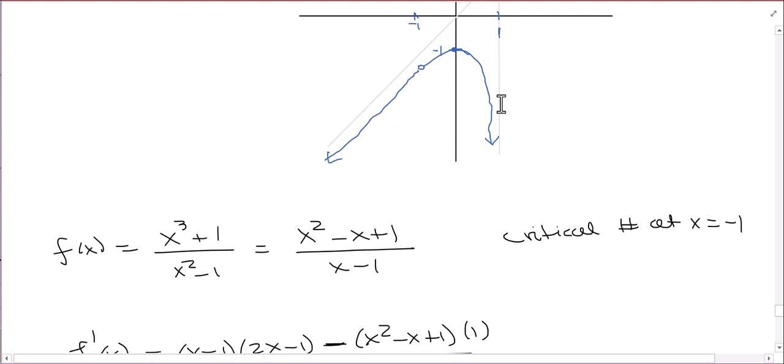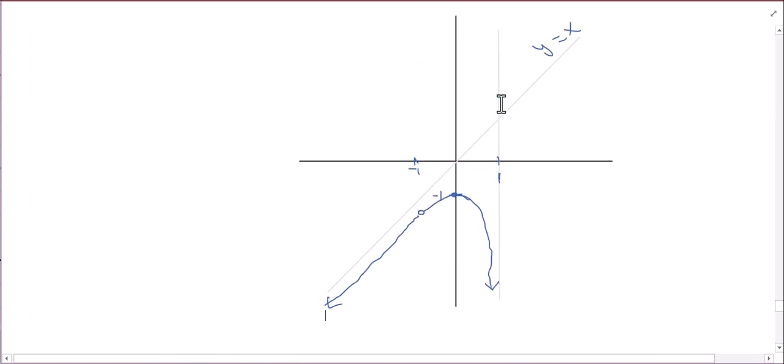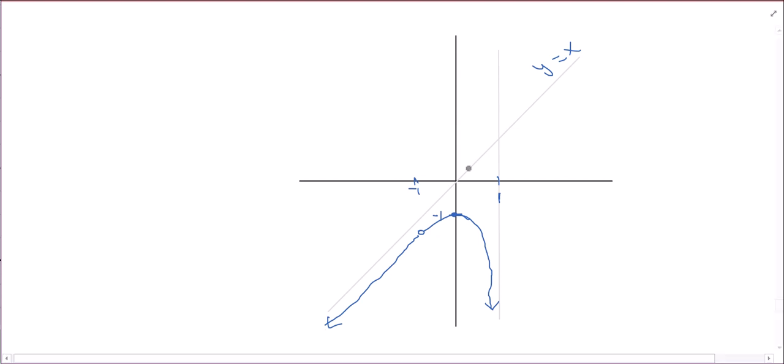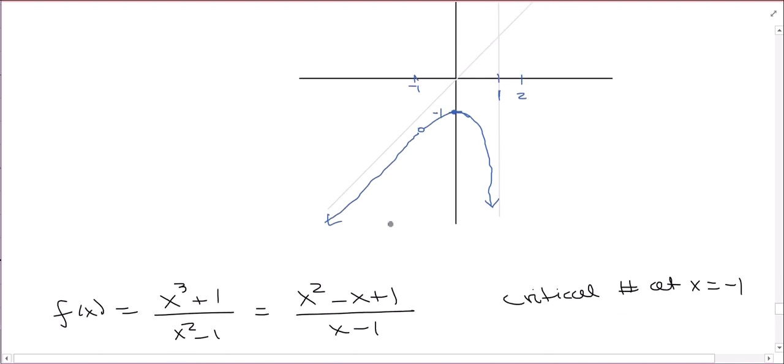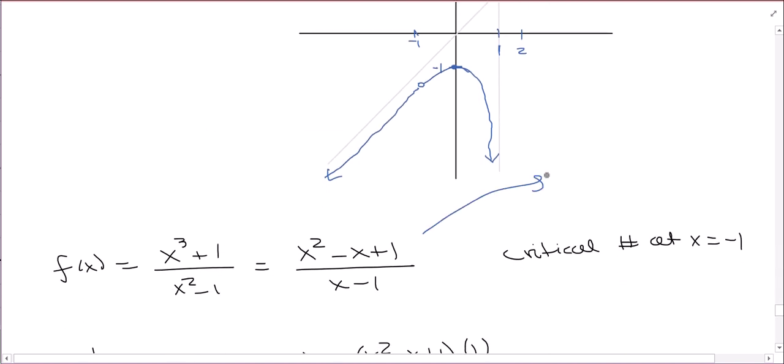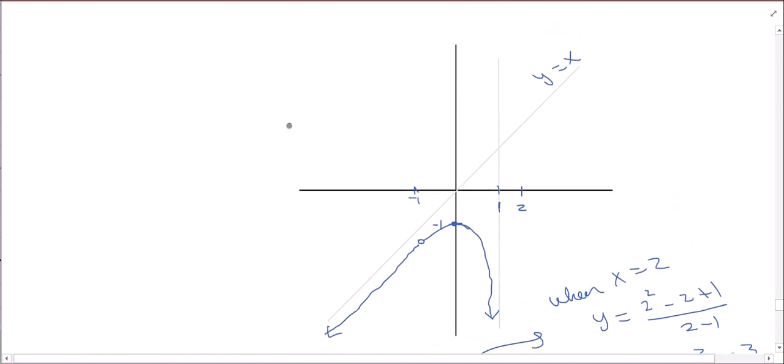So it will be good to find what is the value when x is 2, since that's where you're going to have a local min. So if you go here to 2, what is the y value? Let's plug it in. When x equals 2, y is going to be 2 squared minus 2 plus 1 over 2 minus 1. And what is that? 4 minus 2 is 2, plus 1 is 3, over 1. So that's 3. So at (2, 3), I'm just going to say it's right there. You're going to have your local min.